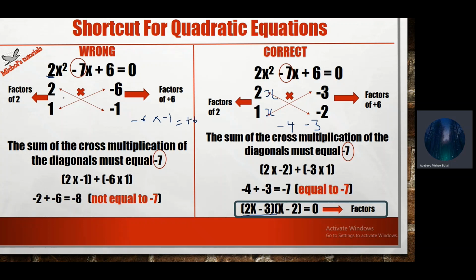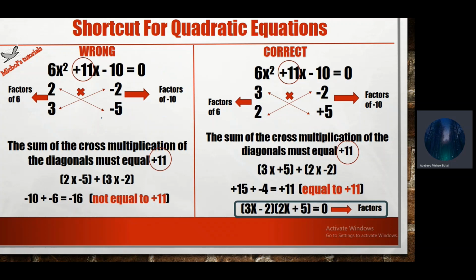But let's look at the sum of the cross multiplication of the diagonals. 2 times minus 1 gives us minus 2. 1 times minus 6 gives us minus 6. When I say sum, I mean minus 2 plus, in brackets, minus 6. Plus minus is minus, so we have minus 2 minus 6, which gives us minus 8. This minus 8 is not equal to the coefficient of x here. Since it is not equal, you are wrong. Do you understand? That's basically everything on shortcuts for quadratic equations.